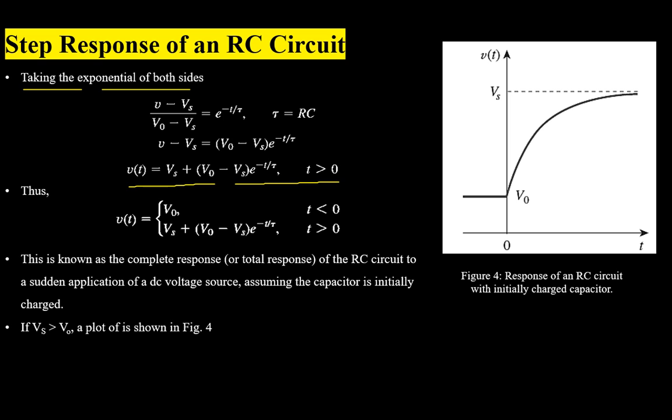And for time t less than 0, we know that the voltage across capacitor was V0. So the voltage v of t in terms of piecewise function will be, for time t less than 0, v of t will have value of v0. For time t greater than 0, v of t will have value of Vs plus (v0 minus Vs) whole multiplied by exponential power minus t over tau. And this function represents the total response of an RC circuit when capacitor was initially charged.